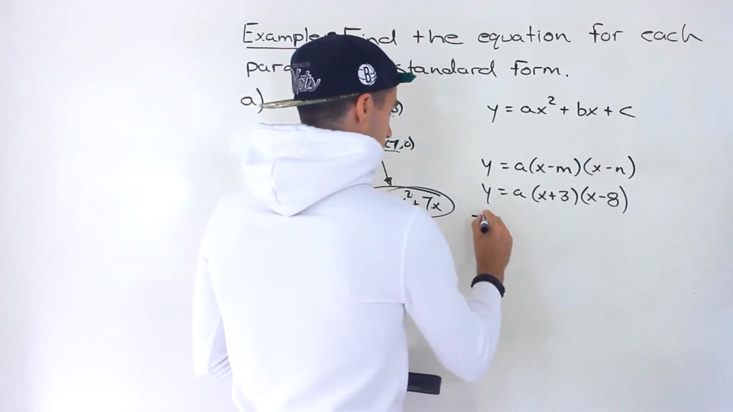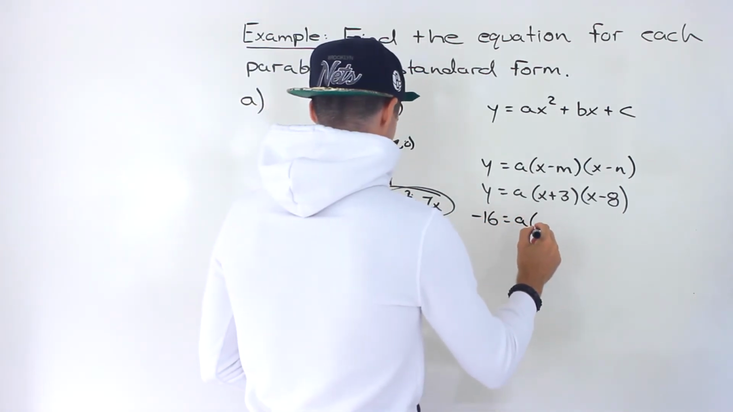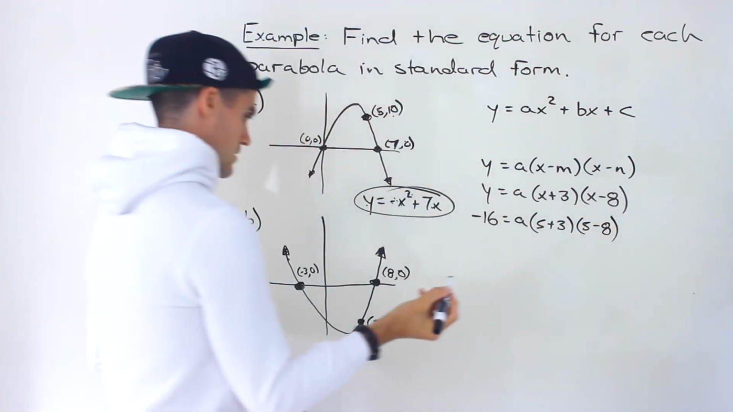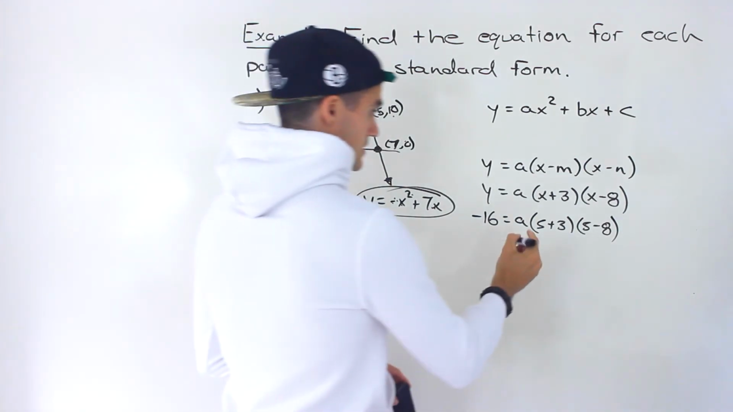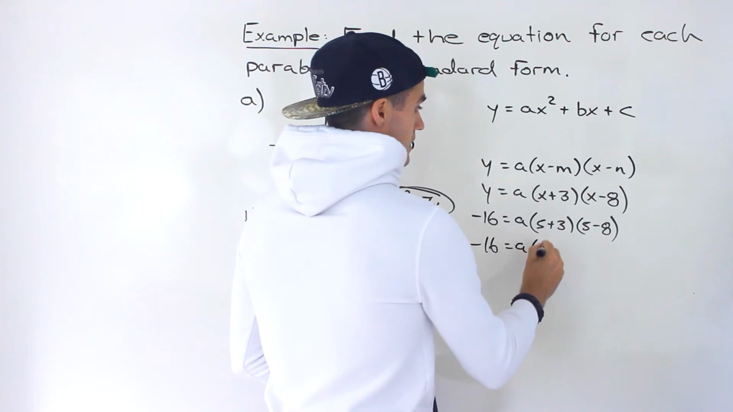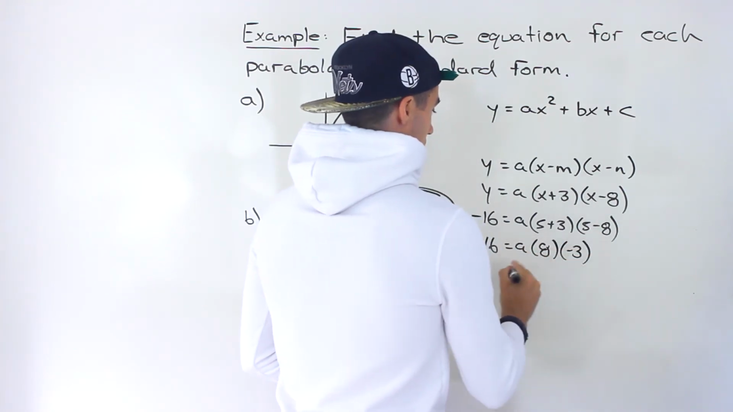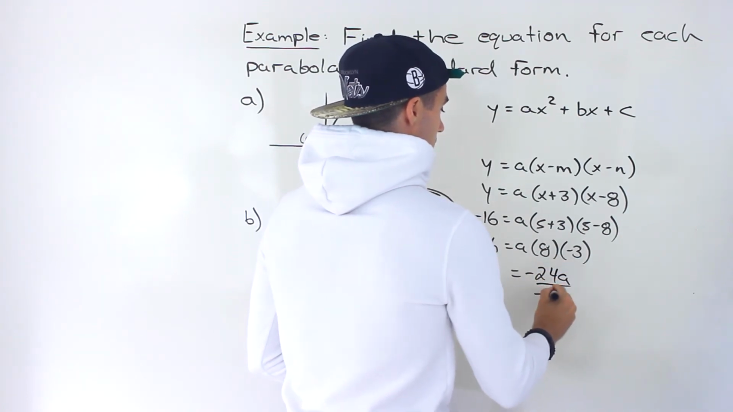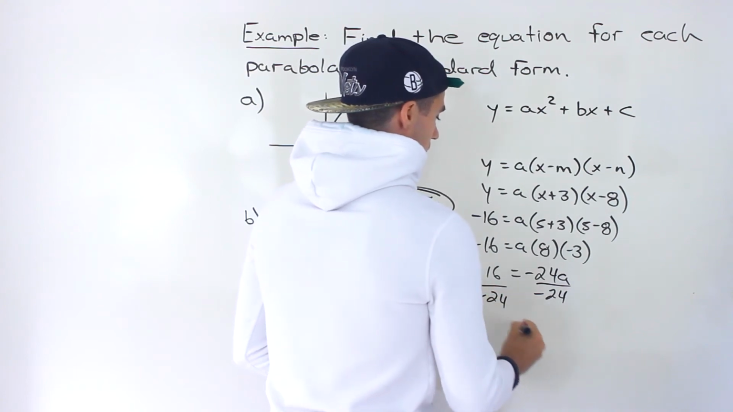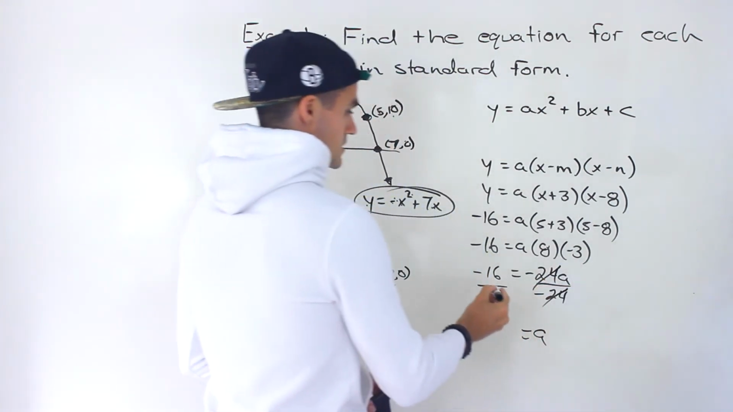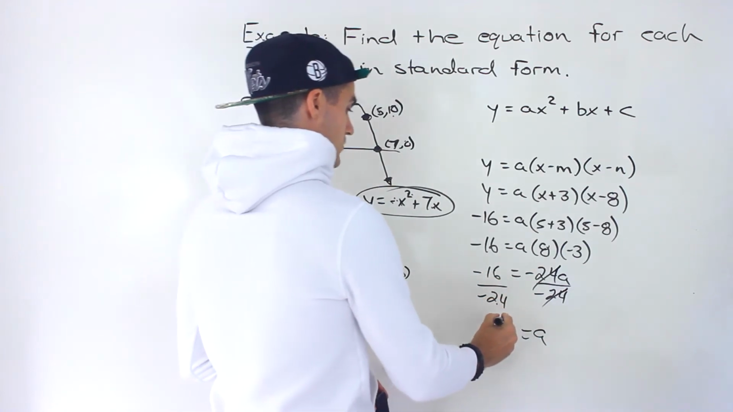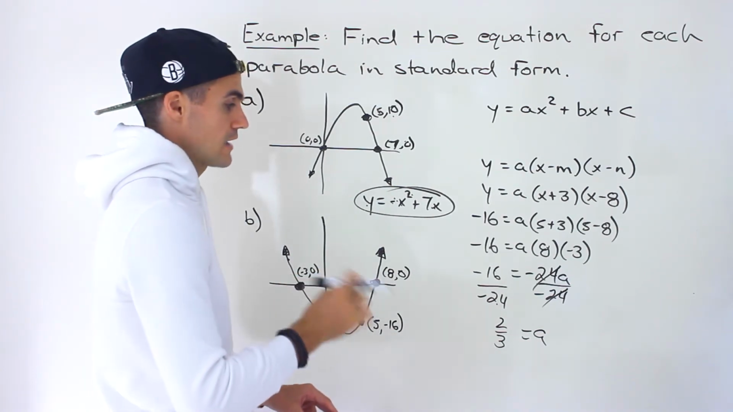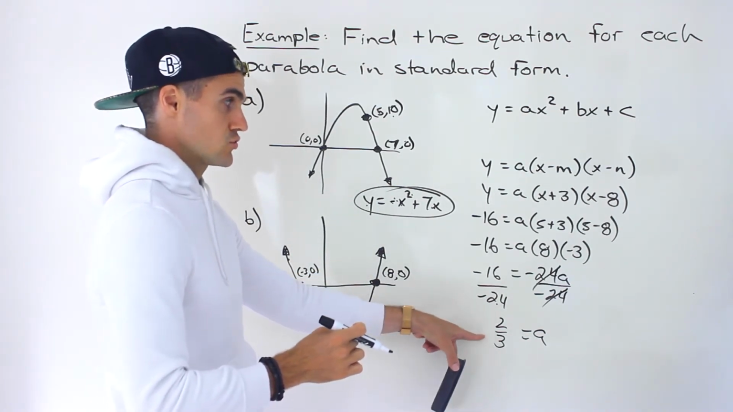So we plug in -16 for the y value. We plug in 5 for the x value. Now we could solve for that a value. So we'd have a times 8 times -3. So we have -16 equals, this ends up being -24a. Divide both sides by -24. And you'll have an a value of what? The negatives cancel out. 16 over 24, that simplifies to 2 over 3. Right? You could divide the numerator and the denominator by 8. So the a value in this case is 2 over 3.